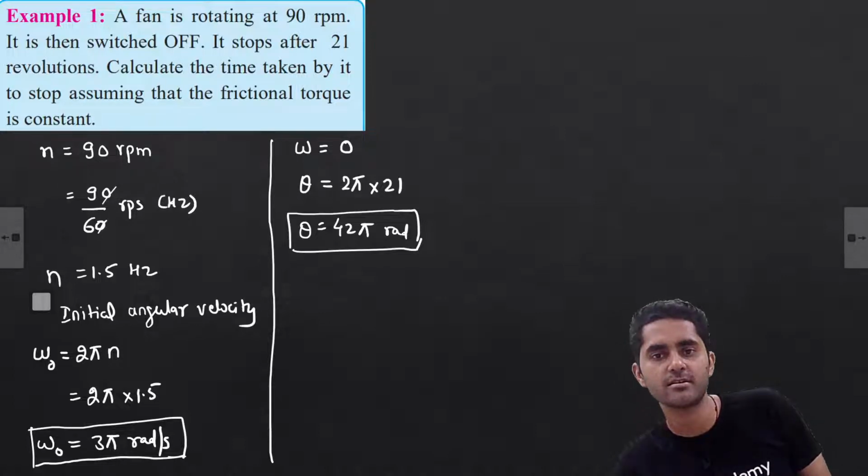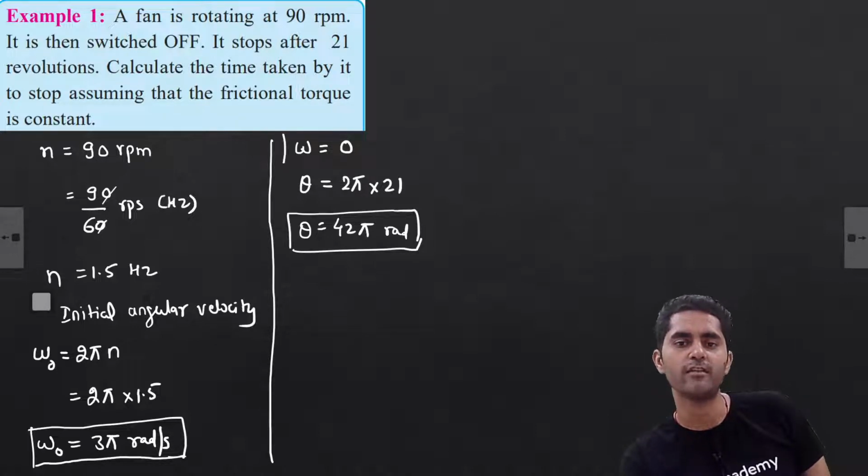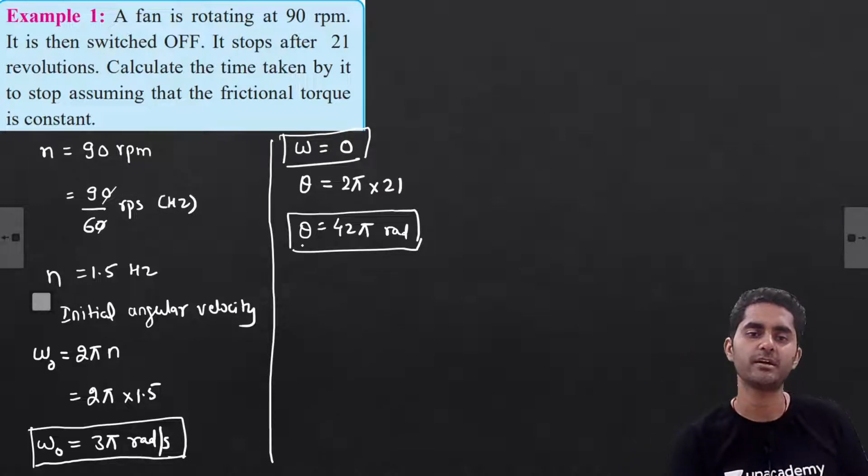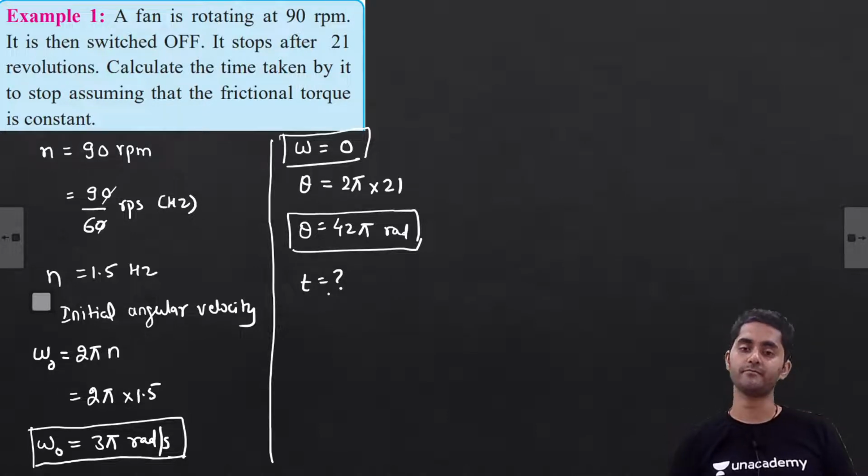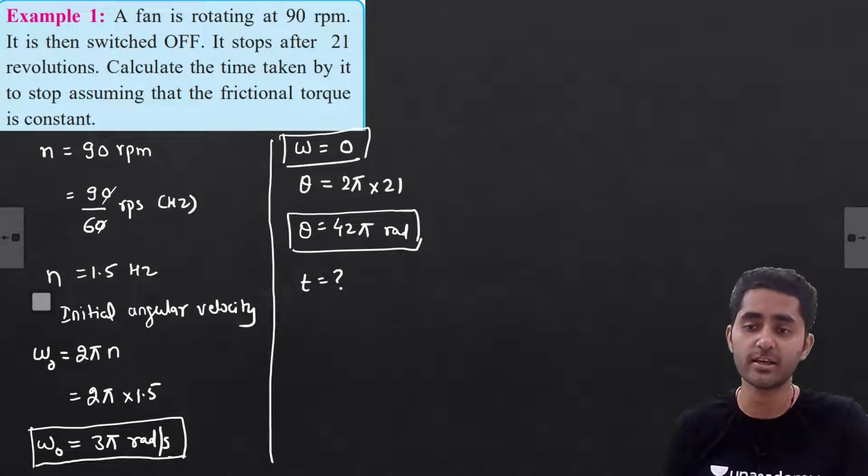And what is asked? Calculate the time taken by it to stop, assuming that the frictional force is constant. We also know the final angular velocity. So you have to calculate the time, and it is written that the frictional torque is constant.